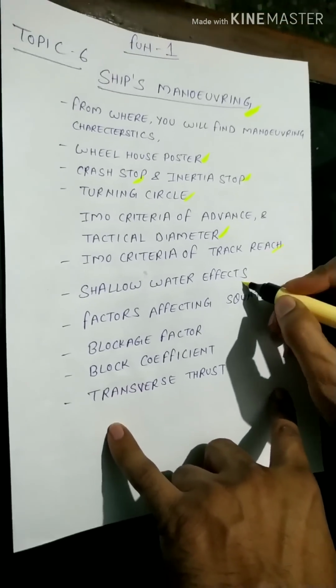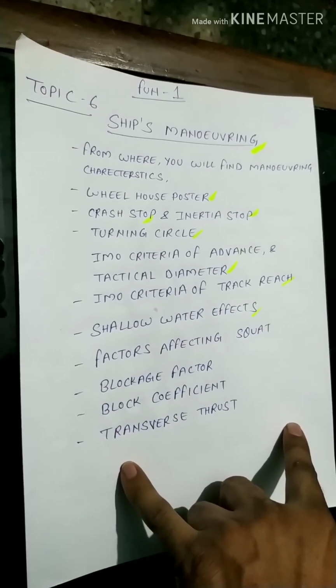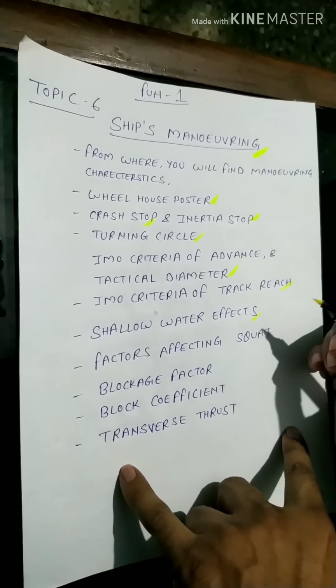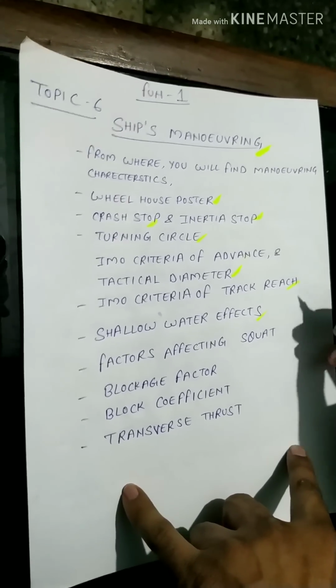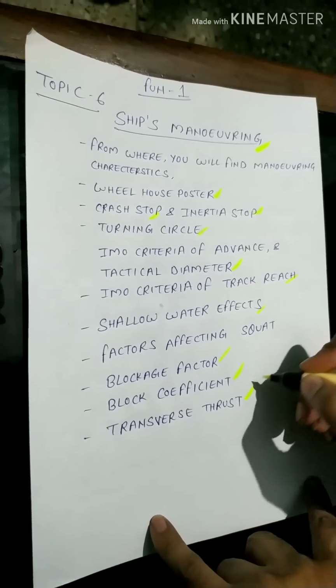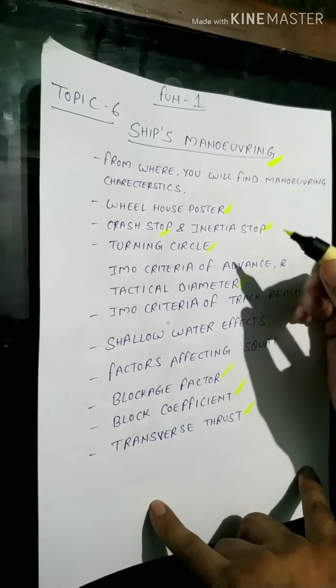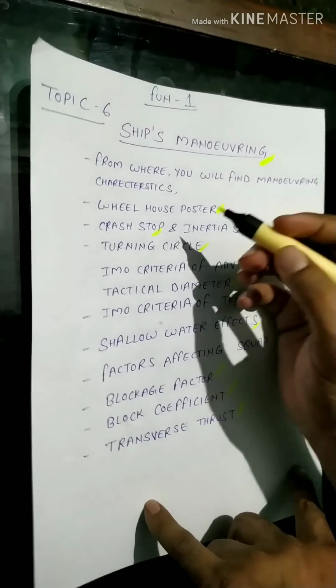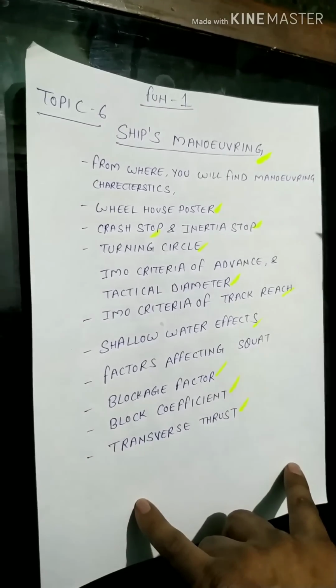Next is the shallow water effect, what all shallow water effects are there, that we have to study. Then what is squat and factors affecting squat, blockage factor, block coefficient, and transverse thrust. These all things are there in ship's maneuvering that we have to prepare to clear this part, ship's maneuvering.